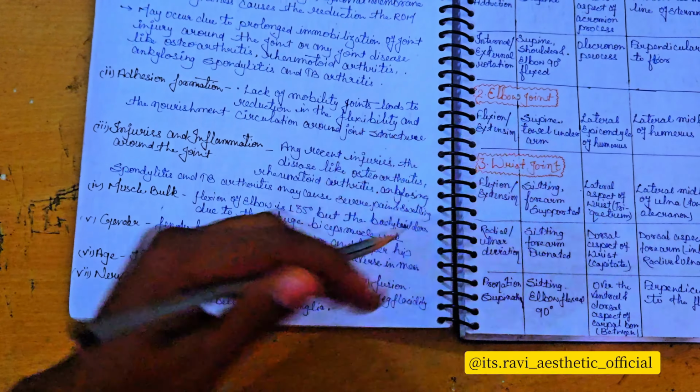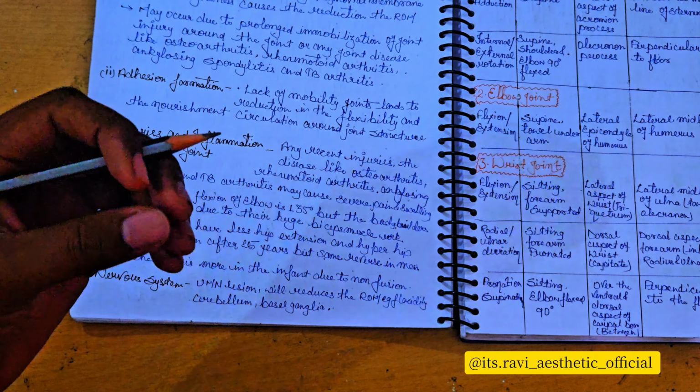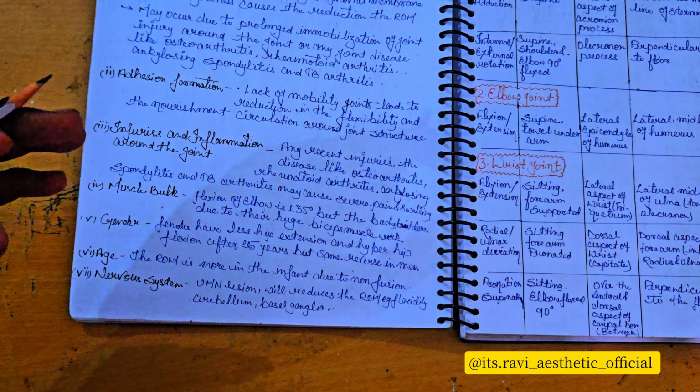The next thing is the nervous system. Upper motor neuron lesion, lower motor neuron lesion, and cerebellar and basal ganglia disorders and paralysis will cause a reduction of the range of motion.